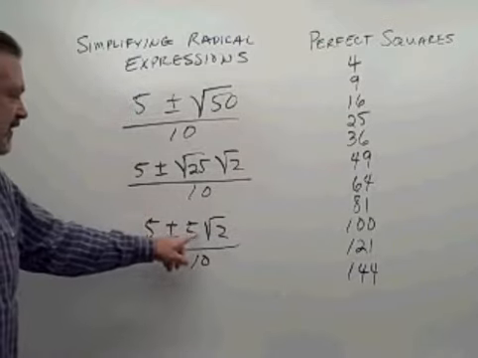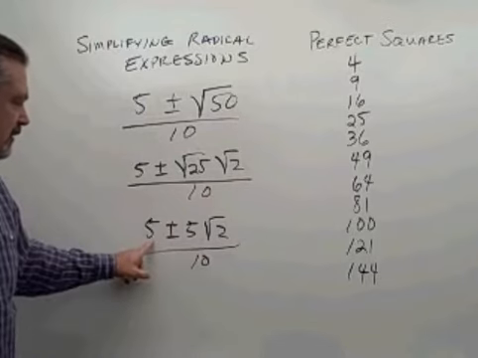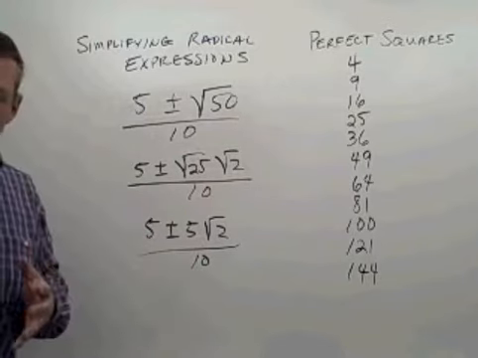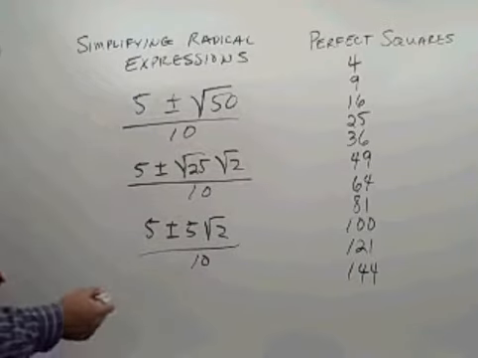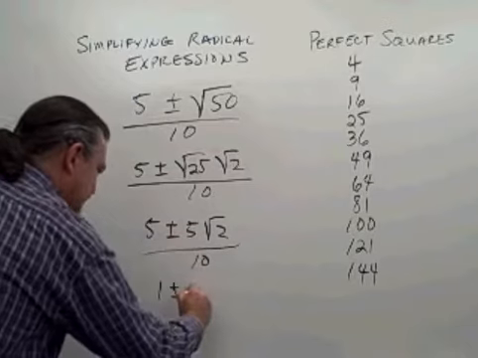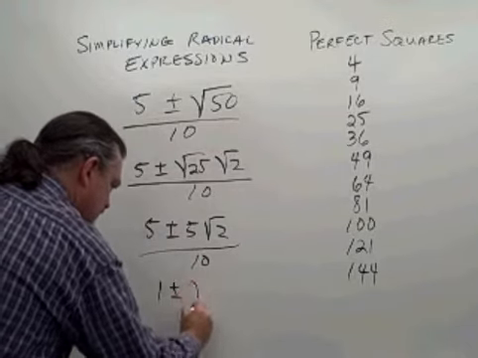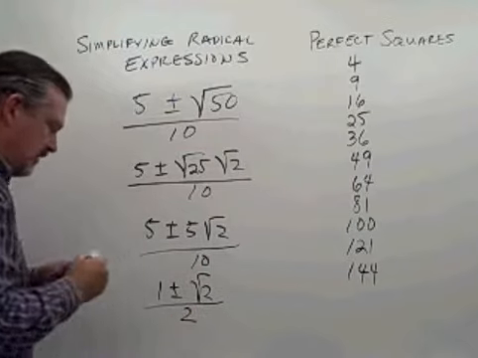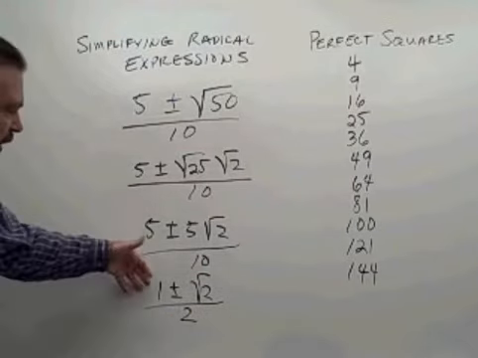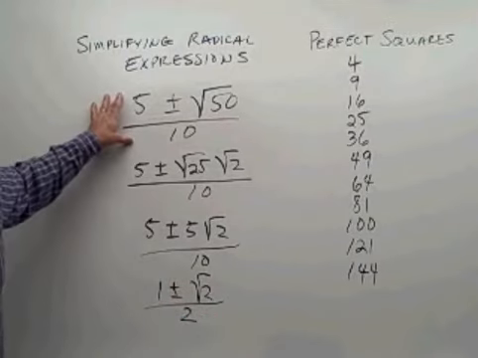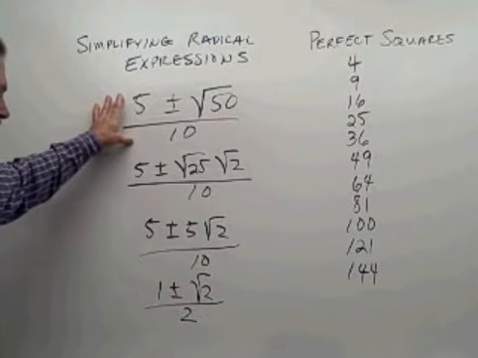And now each of these terms, 5 times the square root of 2, and 10, each of those terms is divisible by 5. So 5 divides into 5 one time. 5 divides into 5 one time. 1 times the square root of 2 is the square root of 2. 5 divides into 10 two times. So 1 plus or minus the square root of 2 over 2 is the simplified form of that radical expression.